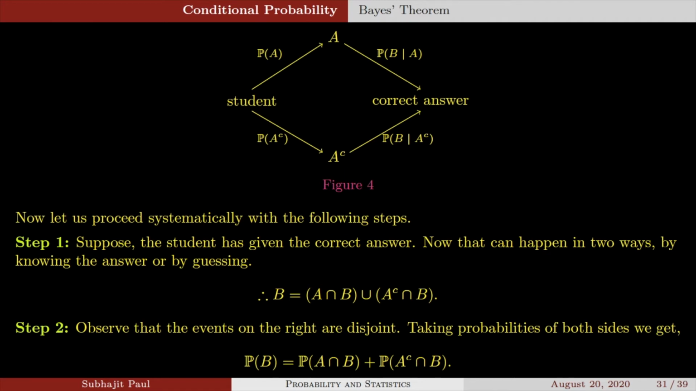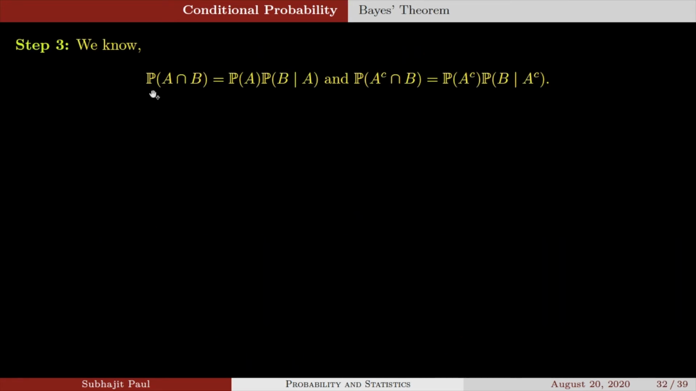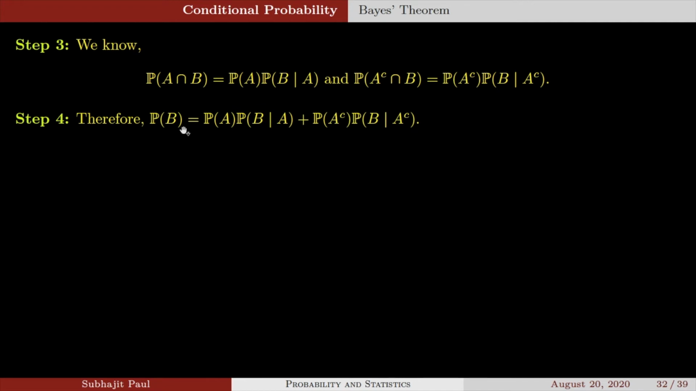Observe that the events on the right are disjoint. These two are disjoint events. We have already seen that. Taking probabilities of both sides, we get probability of B as the sum of these probabilities. We know probability of A intersection B is probability A times probability B given A, and A complement intersection B is probability of A complement times probability of B given A complement. Therefore, probability B is equal to probability A intersection B, that is this one, plus probability A complement intersection B, that is this one.